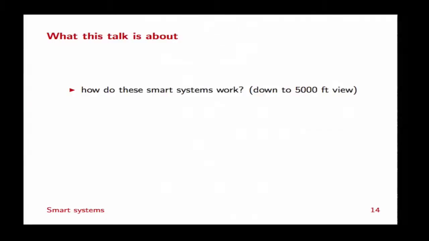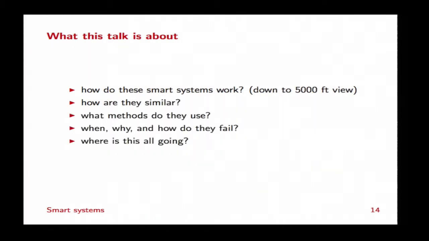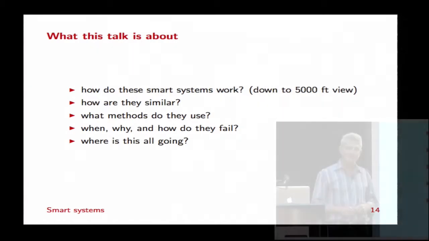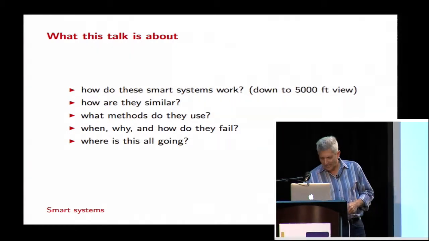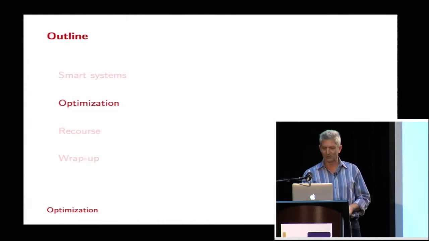Okay, so what does this talk about? It's about this: how do these things work? Not the details, of course, but down to the 5,000-foot view. How are they similar? What methods do they use? How do they fail? Like, when do they fail, and how do they fail? And they do fail, sometimes spectacularly. And then, where's this all going? I don't know. I'll tell you the answer right now, but okay.